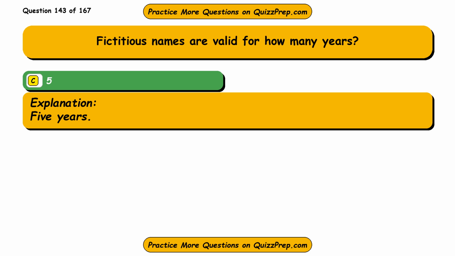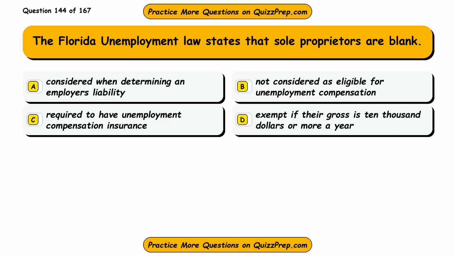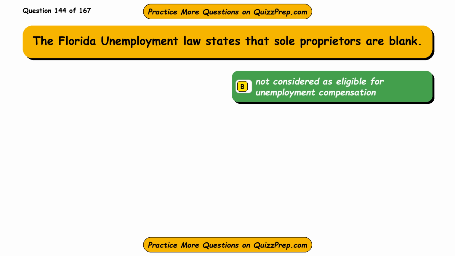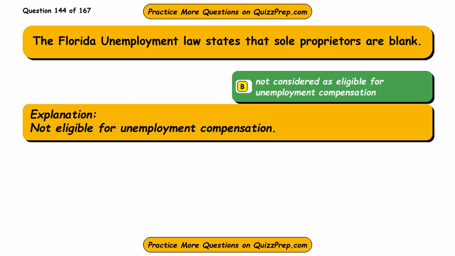5 years. Question 144. The Florida unemployment law states that sole proprietors are blank. Option A, considered when determining an employer's liability. Option B, not considered as eligible for unemployment compensation. Option C, required to have unemployment compensation insurance. Option D, exempt if their gross is $10,000 or more a year. The correct answer is option B, not considered as eligible for unemployment compensation. Not eligible for unemployment compensation.